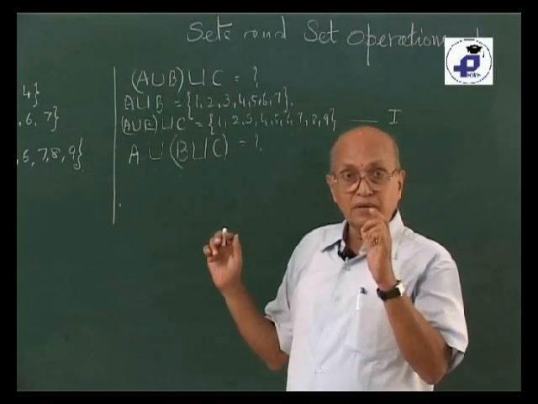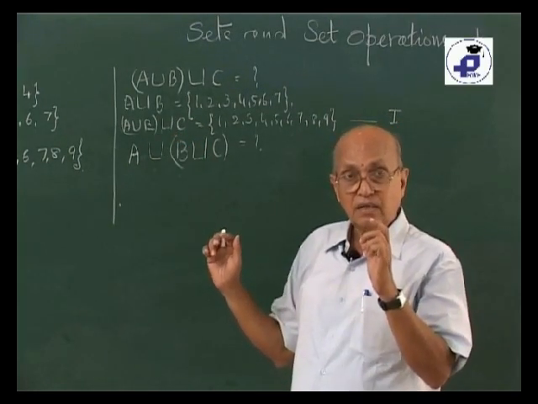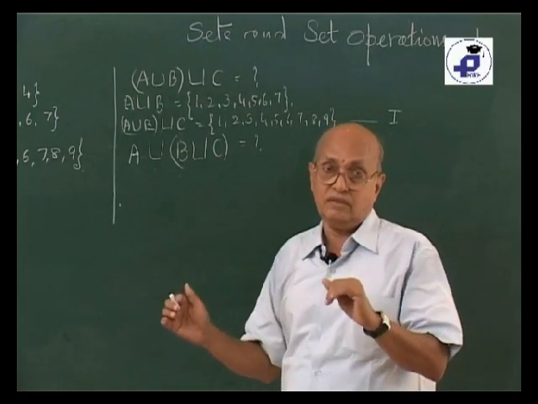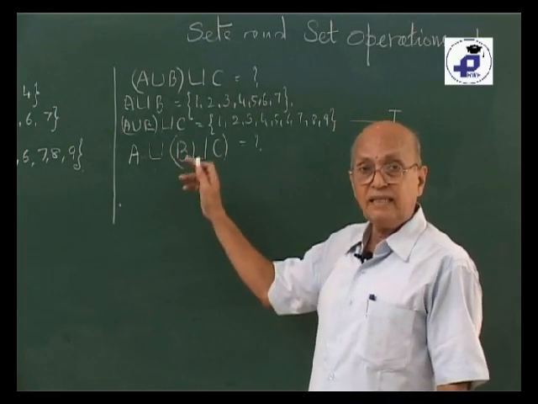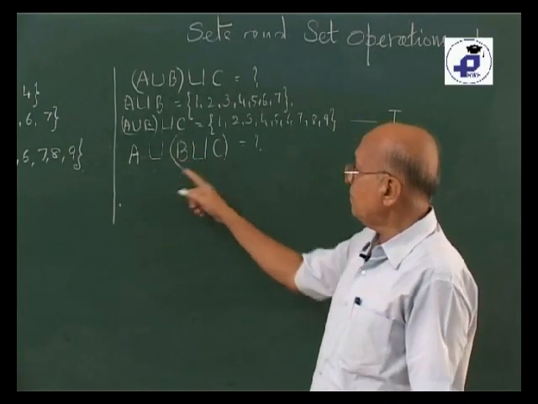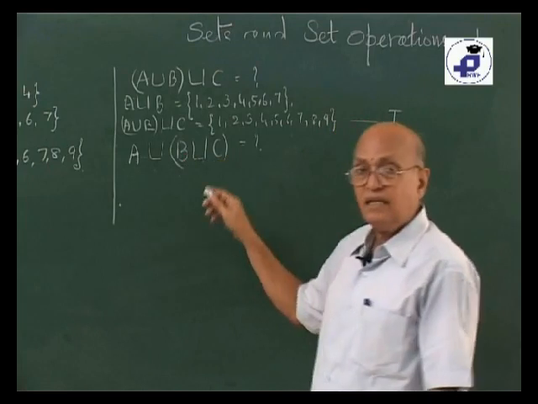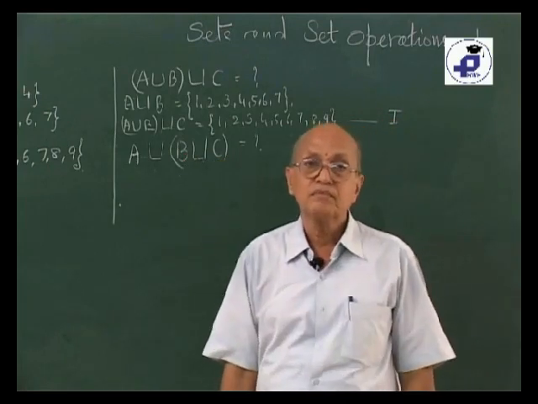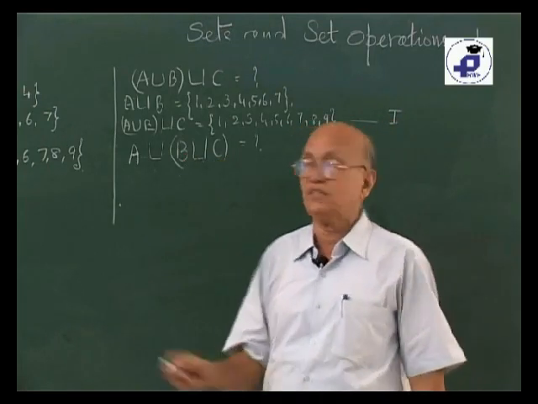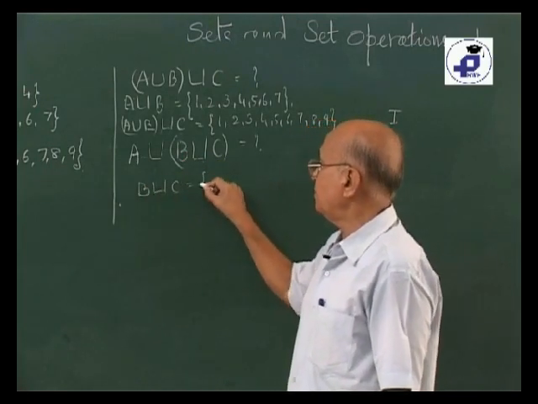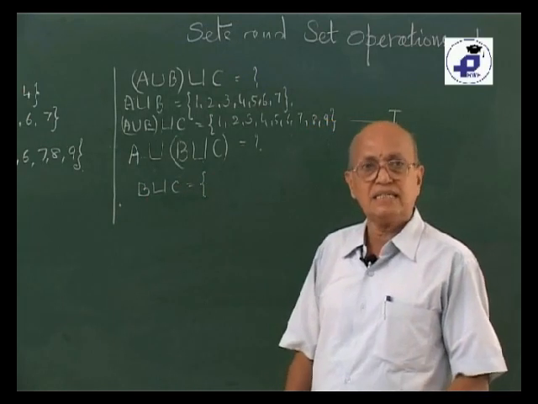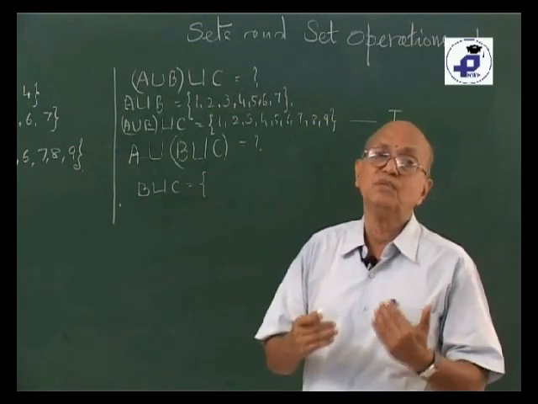Look at the tone of my sentence. A union B union C. That implies you have to do A union B first and then combine it with C. Now what about this one? We will just see. We have to do the union of B and C first in this case. Therefore, B union C, I am not going to write separately B and C. Instead, I will write B union C first.